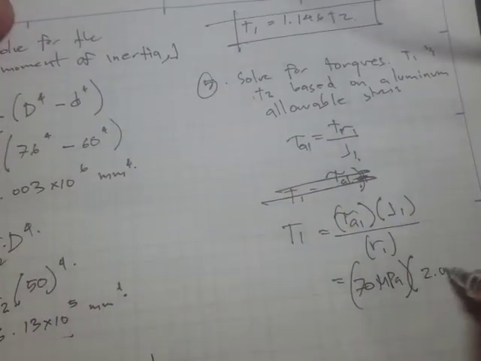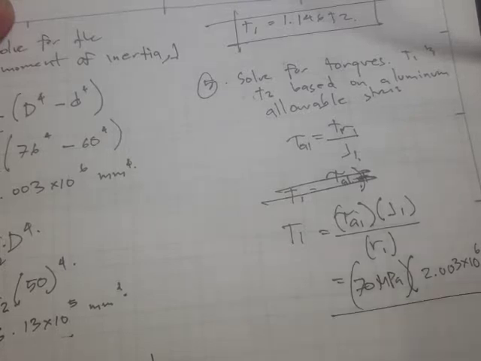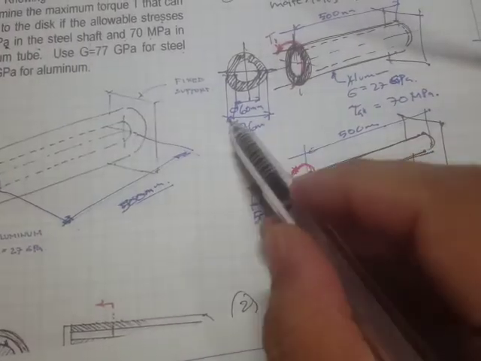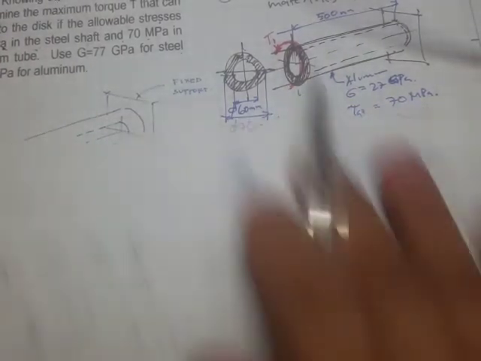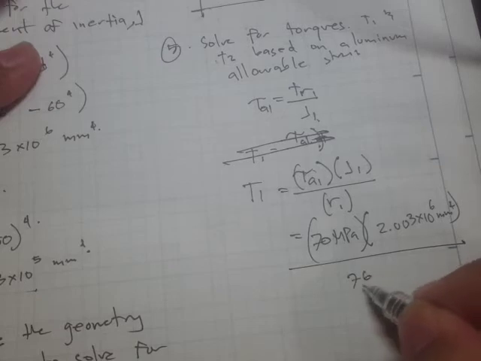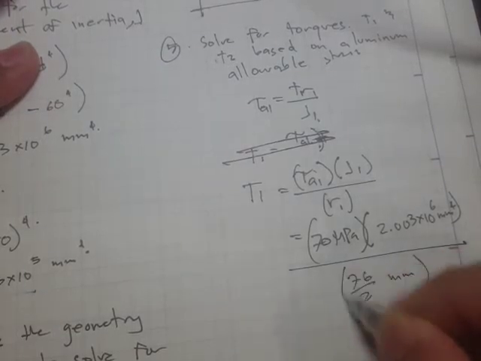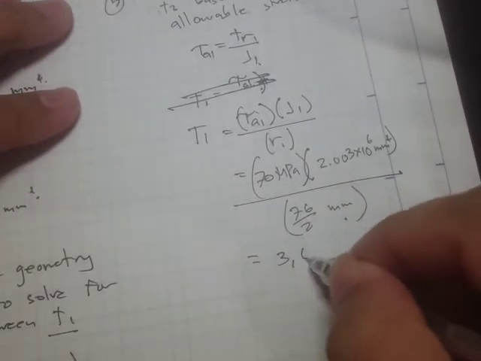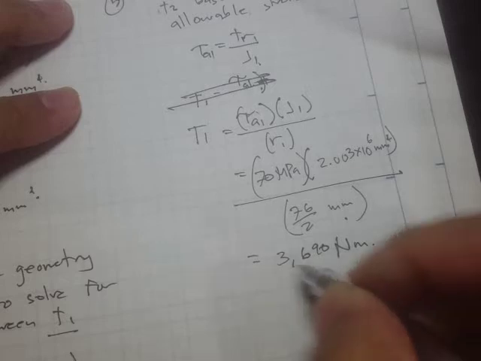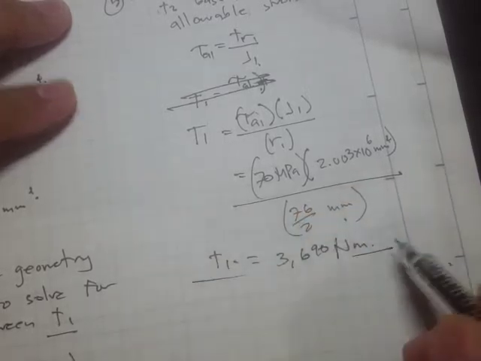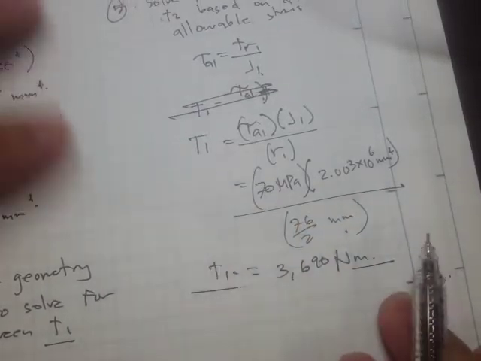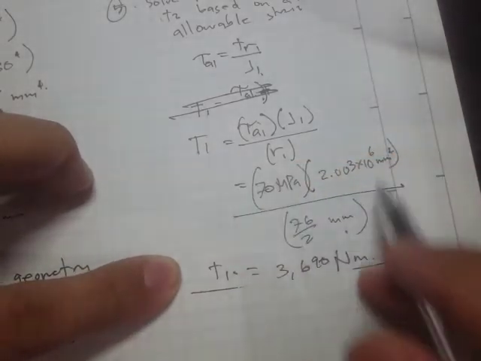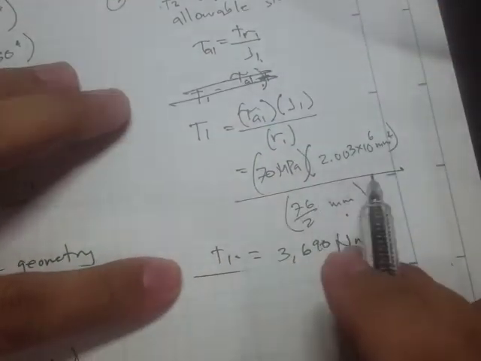This is 2.003 times 10 to the 6 mm to the fourth, divided by the radius. Now what's the maximum radius? That's just 76 divided by 2, in mm. So this one will result to 3,690 Newton meters.